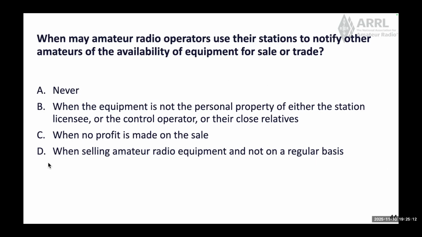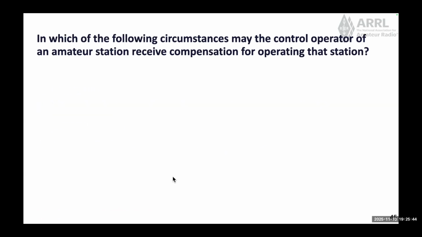So the answer on that one's going to be D, because you're selling a little HT, a little Baofeng I no longer use. I'm just going to sell it, get a few dollars out of it, and I don't do that every week. So the answer is going to be D. As I said, a lot of amateur radio clubs will conduct a trader's net where people can sell their equipment that they no longer use or they upgraded and they want to get rid of the older equipment. So the answer is D.